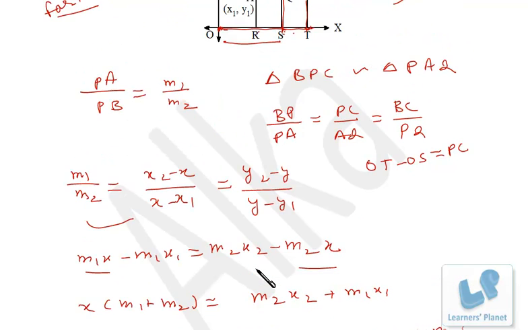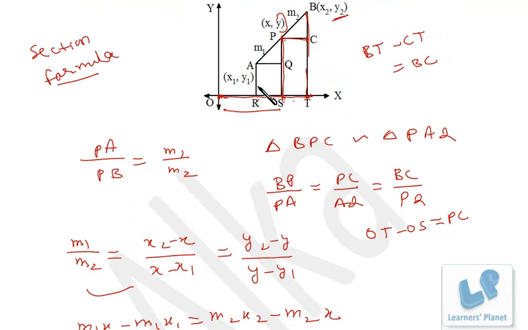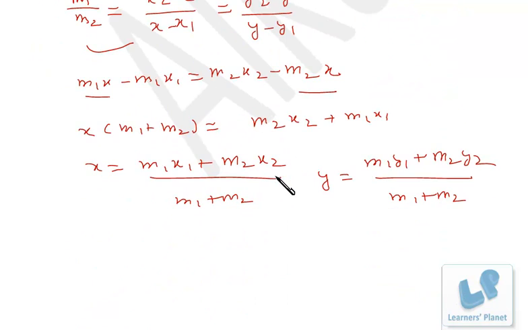If you know the value of both the coordinates, x values of x1 y1 x2 y2, and the point P is dividing in which ratio, maybe 2 is to 3, maybe 4 is to 5, whatever is the ratio, we can find out the value of or coordinates of P using this section formula, right?